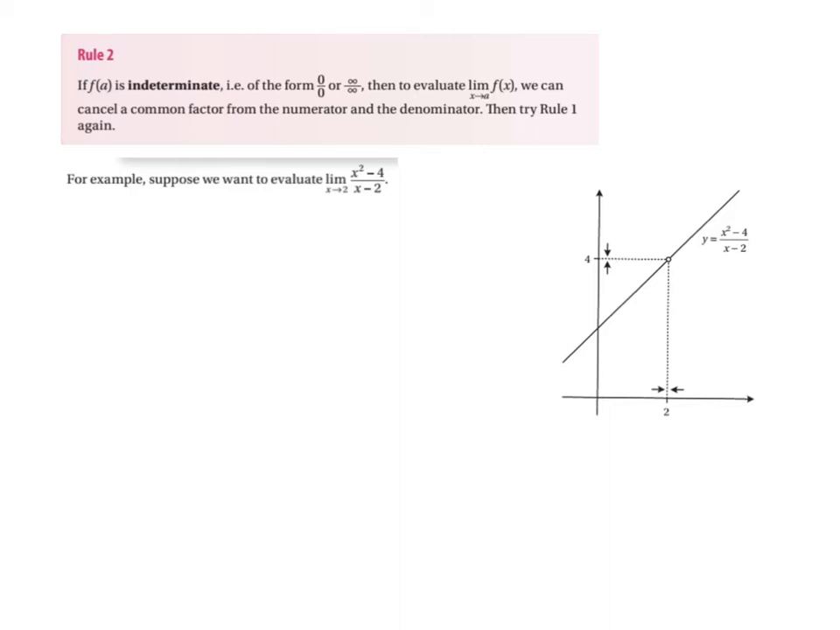So we're saying that as x heads towards 2, either from the left or the right, it's going to get very, very close to 4. It's going to tend towards 4.